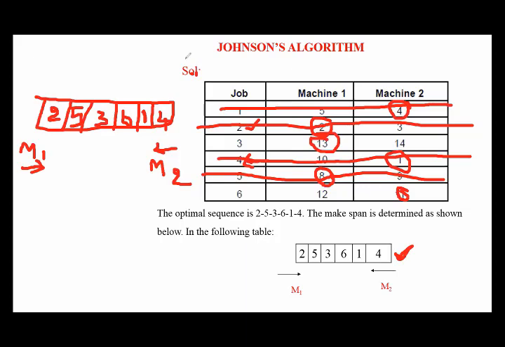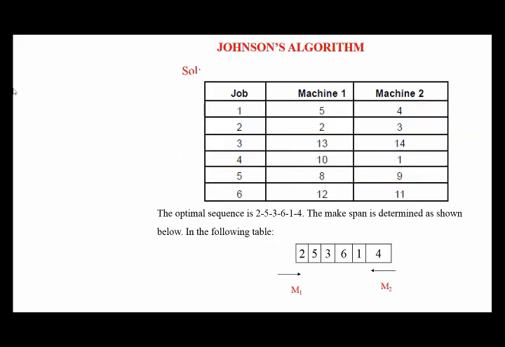I would like to repeat this once again. According to Johnson's algorithm, first we have to identify the minimum value, the minimum process hours.